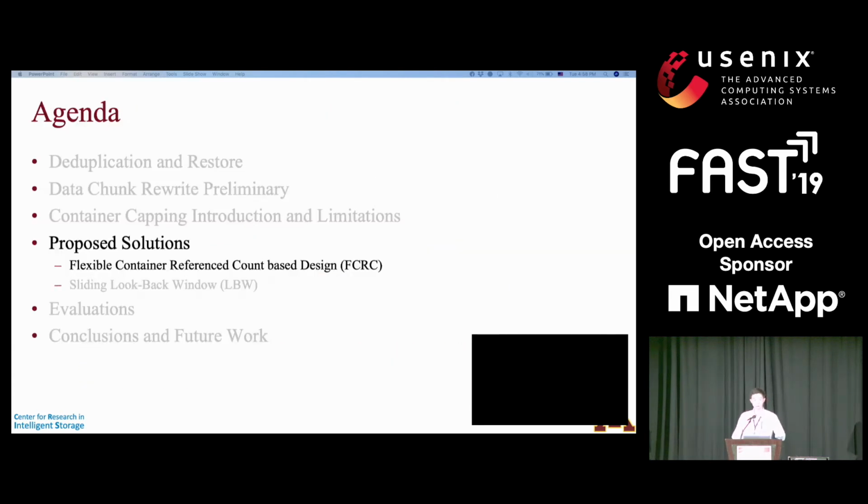So based on those three limitations, we make two new designs. The first design is totally based on the capping and makes small changes. For the second one, we propose a totally new approach to do the rewrite.